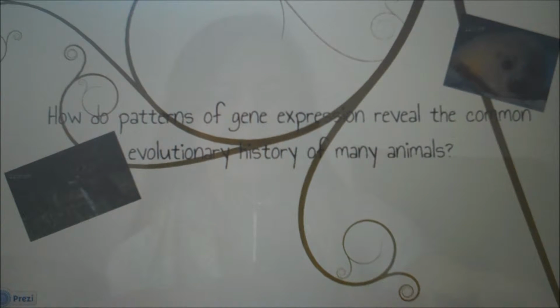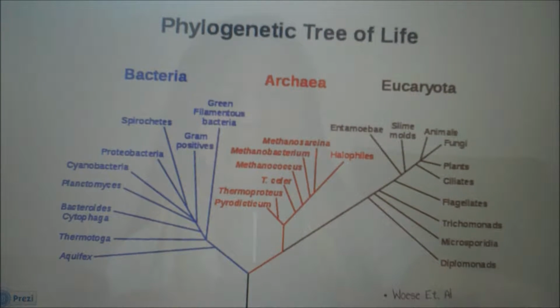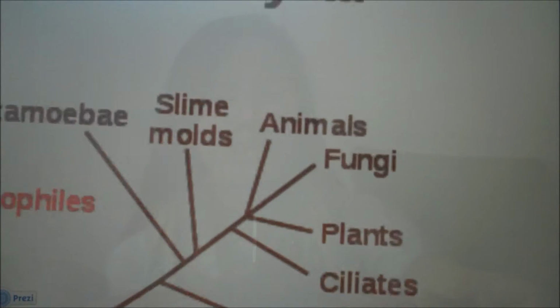How do patterns of gene expression reveal the common evolutionary history of many animals? Here we have a phylogenetic tree of life, and in this presentation we'll be focusing on the animal branch. Animal classification.